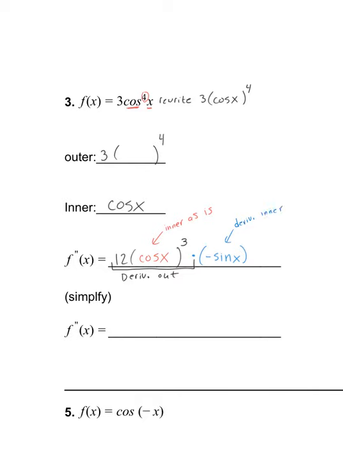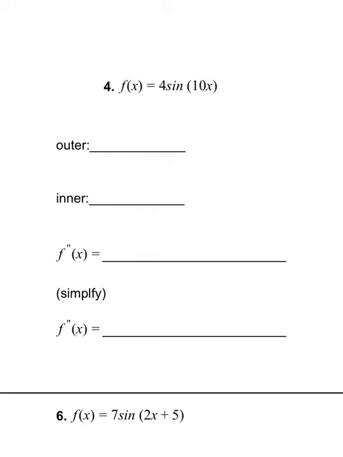Okay, to simplify it, this -1 coefficient gets multiplied by this coefficient, and we put -12 out front. All right, so we have -12, we have the cosine of x to the third, and then we have times the sine of x. All right, the order of these two things doesn't matter. You could write -12 sine of x times the cosine of x to the third, but that -12 has to go out front.